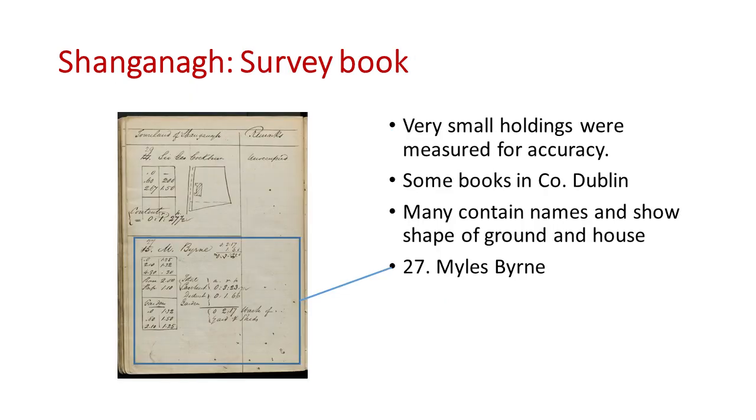And this is a survey book. Because it was very difficult to estimate the size of a very small holding, they got surveyors to go out and measure them with surveyors' chains. In County Dublin, there happened to be quite a number of survey books. These must have been made all over the place, but not very many have survived in other counties. Many of these contain names, and they show the shape of the piece of land, and they often show the exact shape of the house and give the measurements of the house. And this one is Myles Byrne, whom we had earlier. It doesn't give a plan of his house, but it gives the measurements of his property.